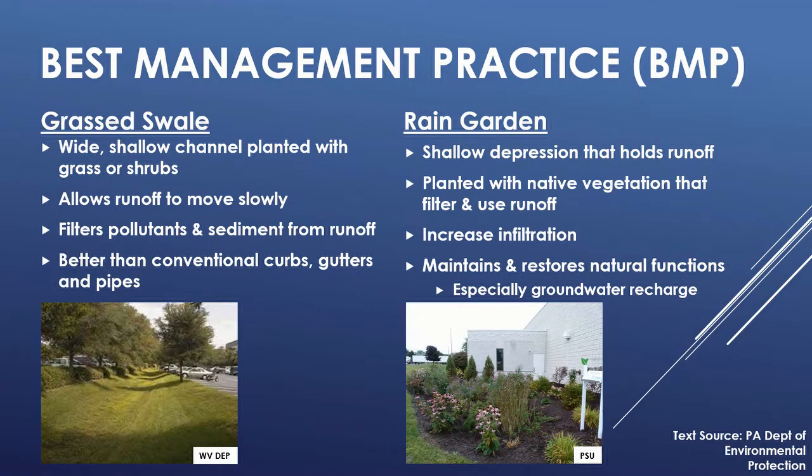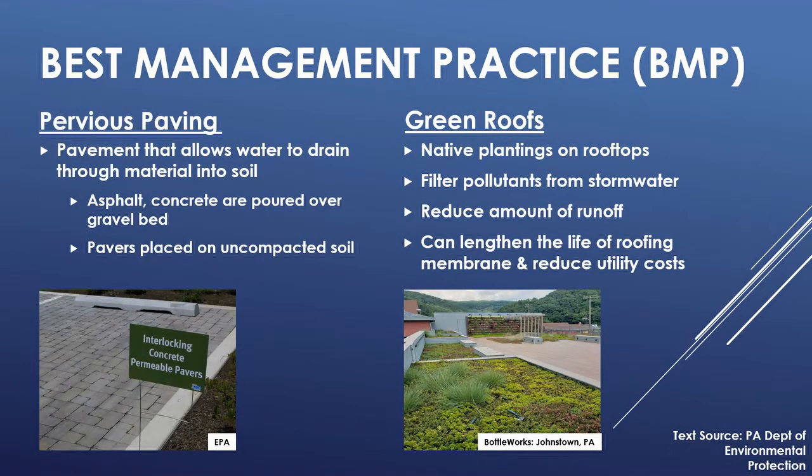Rain gardens are made from a shallow depression that holds runoff. Gardens are planted with native species that filter and use runoff. Runoff that is not used by the plants infiltrates to restore the natural function of the water cycle and cause groundwater recharge. Pervious paving and green roofs are two other common BMPs.